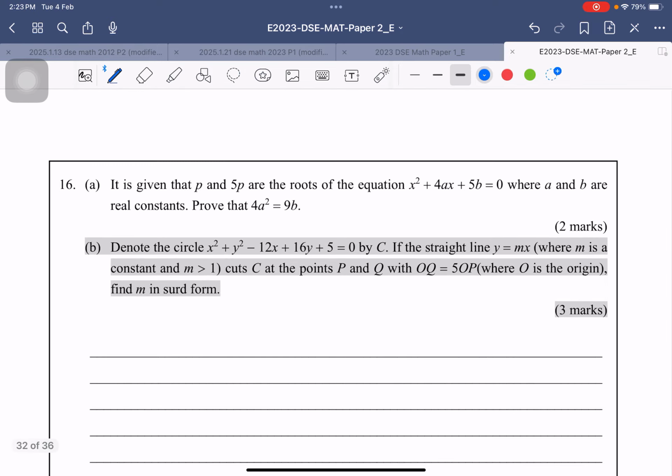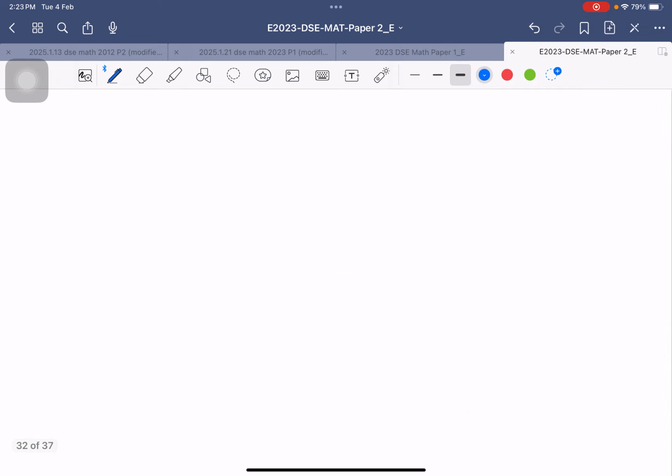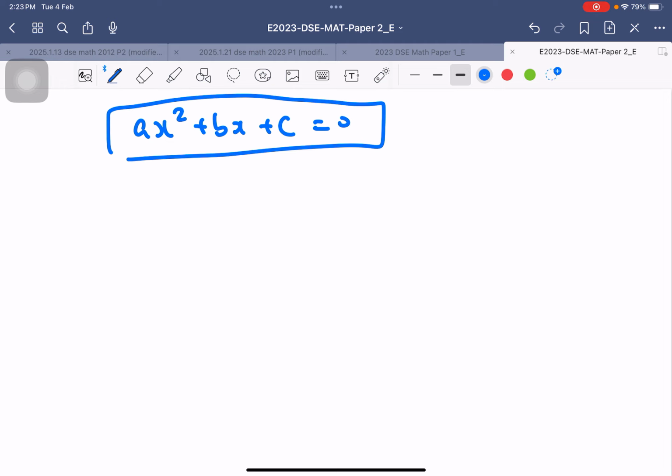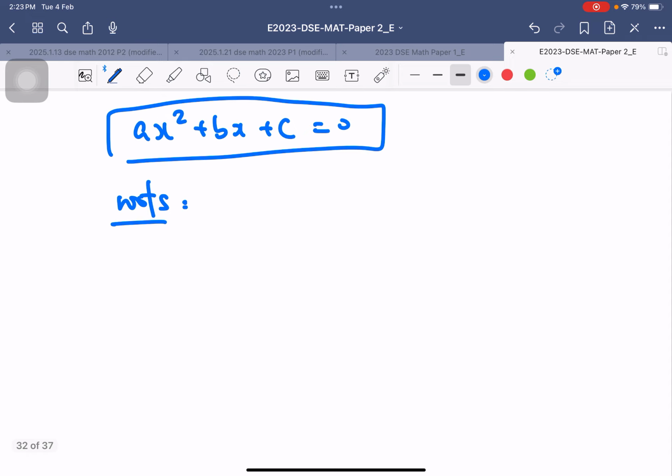Before I do this, to teach you something back, do you remember if we have ax squared plus bx plus c equal to 0, this is a quadratic equation, isn't it? If we have the root, what's the meaning of the root? You solve for x, isn't it? So if we have the roots alpha and beta, then what is the sum of the roots? Alpha plus beta is equal to minus b over a. And what is the product? c over a. So those are the things we need to know in this question.